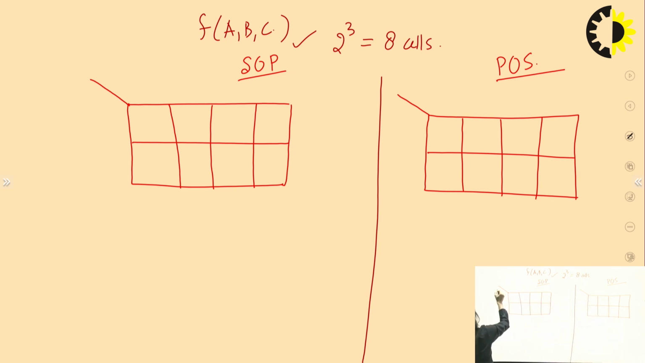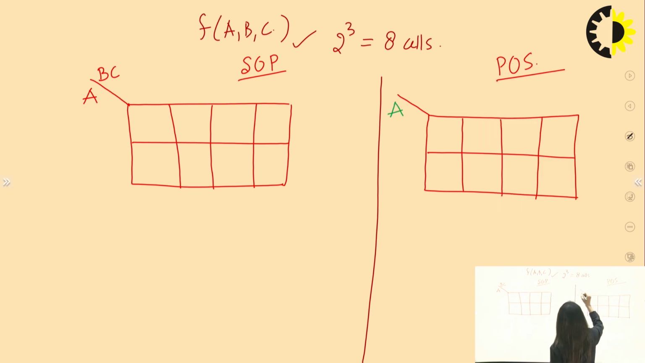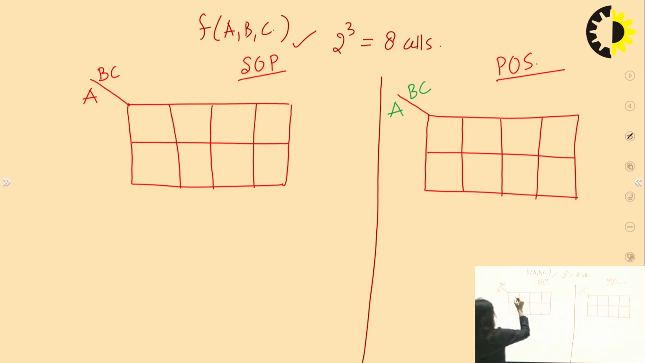Now, I will put my first variable down the line and 2 variables up the line. In a similar manner, I will do it here: first variable down the line and the rest 2 variables up the line. This is important. If I am following this concept, then I will count horizontally.